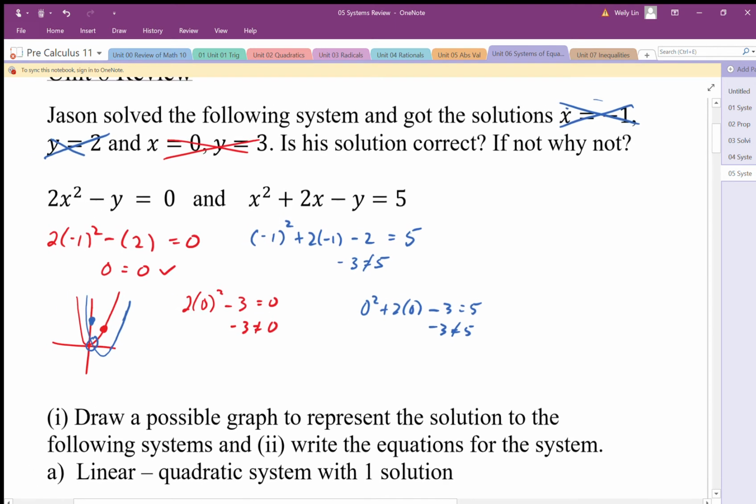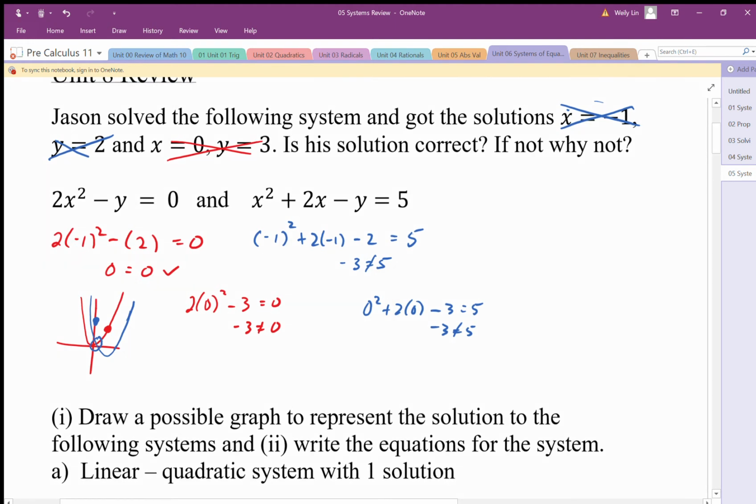So one way we can test systems is we can just plug in, just like we can do with a regular equation, we can plug in x and y and see if they fit, but they have to fit into both equations for it to be a solution to the system of equations.